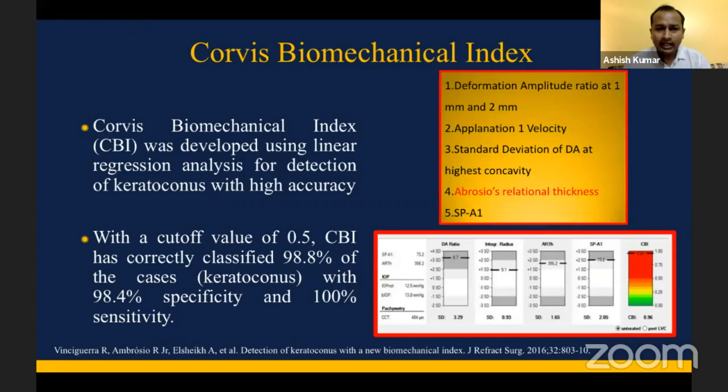Corneal biomechanical index was developed using linear regression analysis for detection of keratoconus with high accuracy. It incorporates 6 deformation parameters along with one thickness parameter, which is called Ambrosio relation thickness. Now, Ambrosio relation thickness parameter was added to the corneal biomechanical index because it was shown that it increases the accuracy of CBI many-fold. So with a cutoff value of 0.5, CBI has correctly classified around 98% of the keratoconus cases.